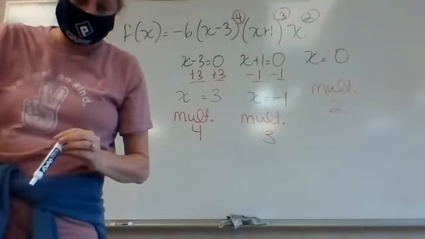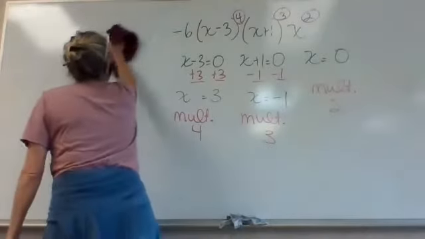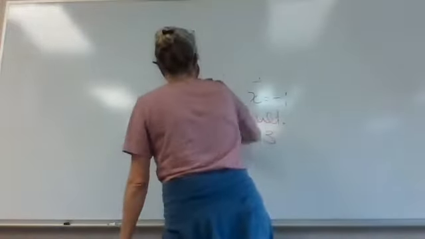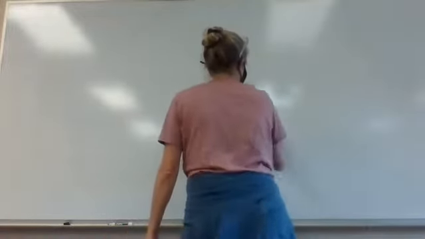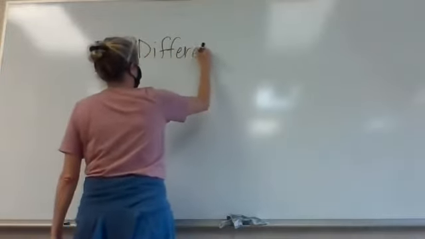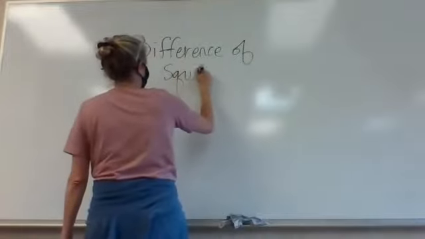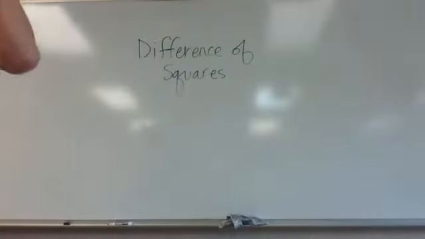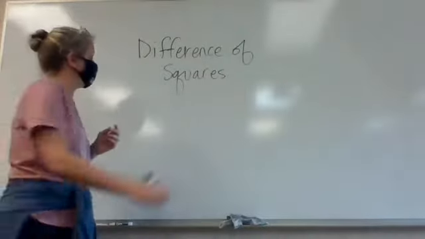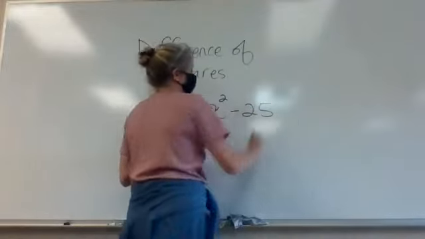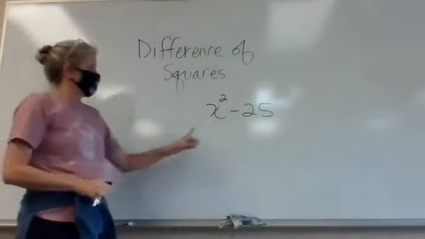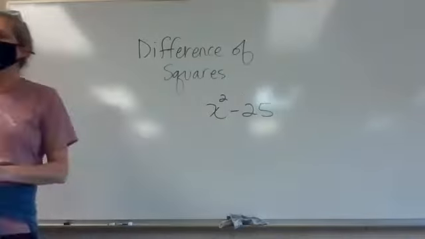But going back to number 6, actually, before we do 6, let's recall a certain type of factoring. Difference of perfect squares. Okay, if you're factoring a polynomial, and a polynomial is just a fancy word to say a group of terms. So if you're factoring a group of terms, and there's two terms, and they're both what you call perfect squares.